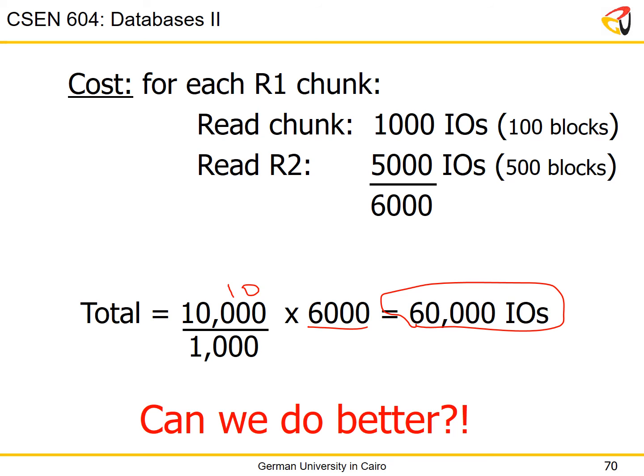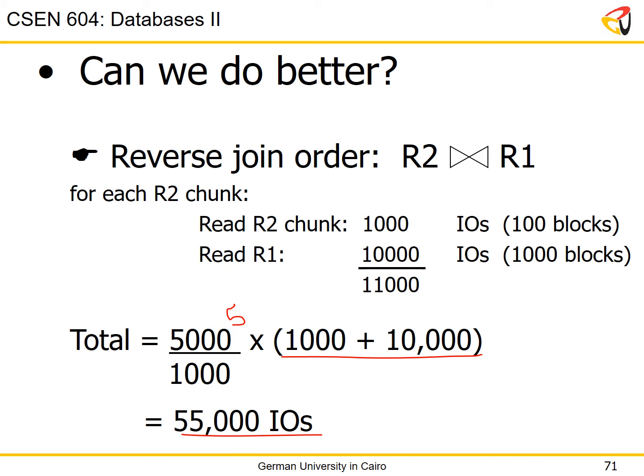Multiplied by 6,000, so now this will cost me 60,000 IOs instead of 50 million. Okay? Now, the question is, can we do better? And the answer obviously is yes. We can do better if we reverse the relation, or if we swap the relation we are caching.